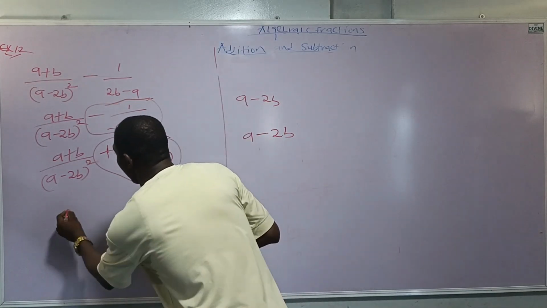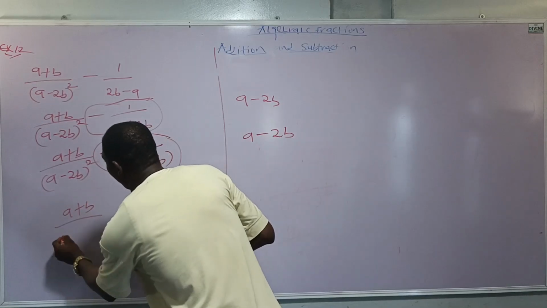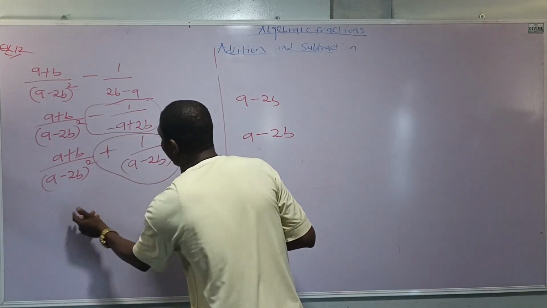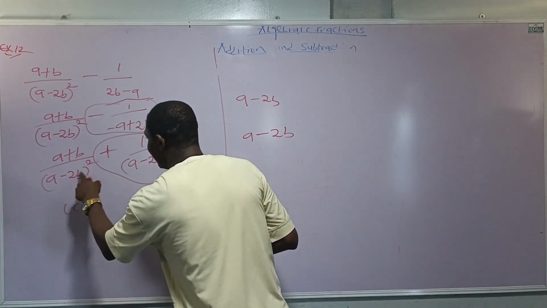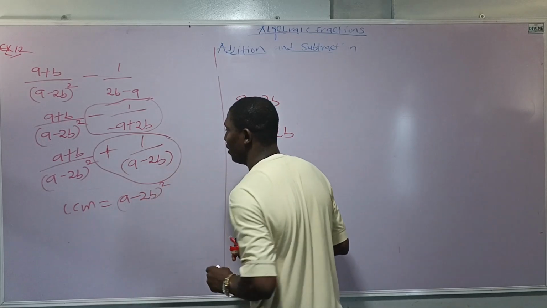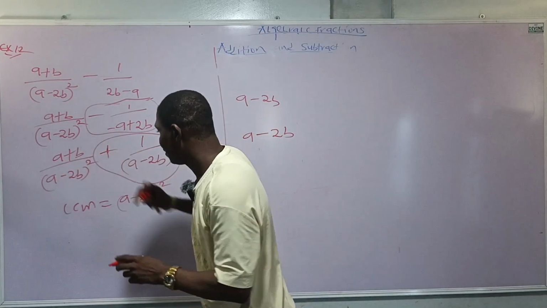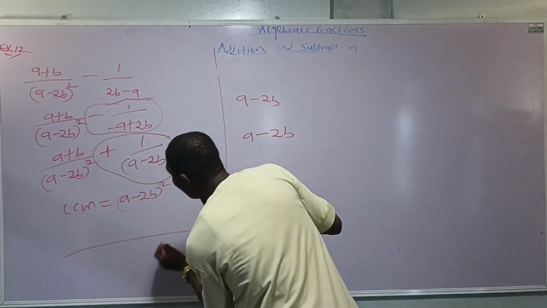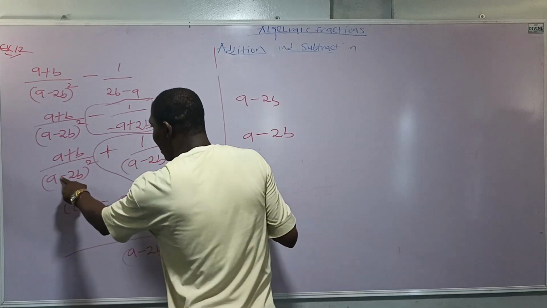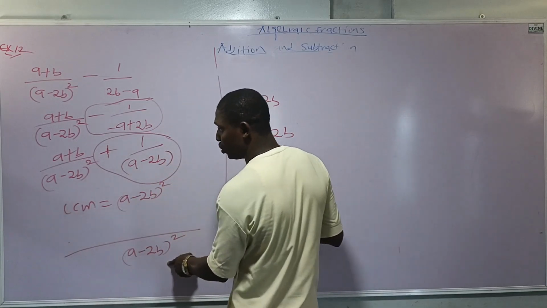Now, rather, I can take my LCM now. LCM will be this repeated, which is (a minus 2b) squared. Why? This is inside this. Now, I'll put my long division. I have my (a minus 2b) squared. (a minus 2b) squared divided by (a minus 2b) squared will give me 1.